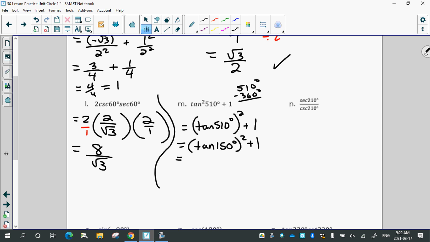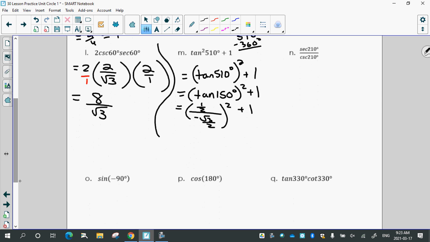And then to get tan, I'm looking at 150 on my unit circle, and it's the y value at 150, which is a half, divided by the x value at 150, which is negative root 3 over 2. And then that's all being squared. So we have our little trick here where we can divide the 2's out. So the tan of 150 is really going to be negative 1 over root 3.